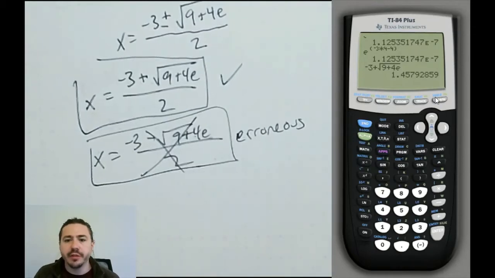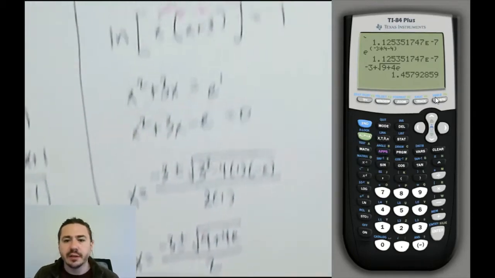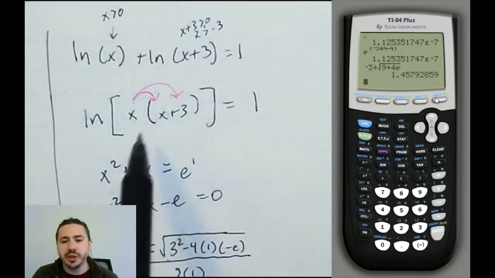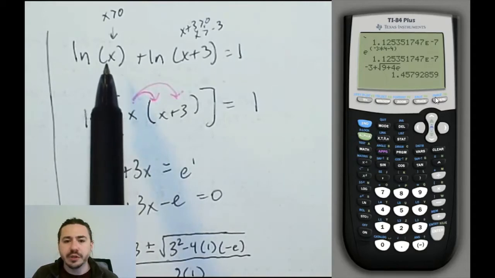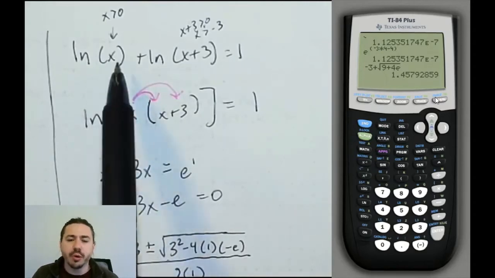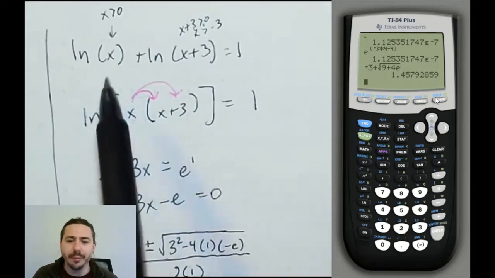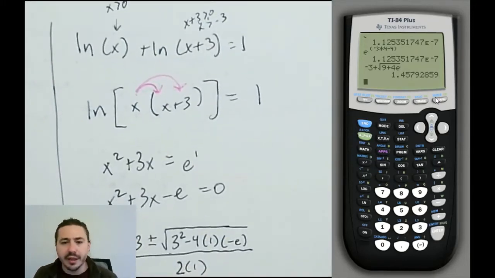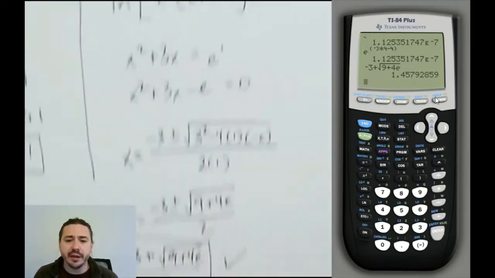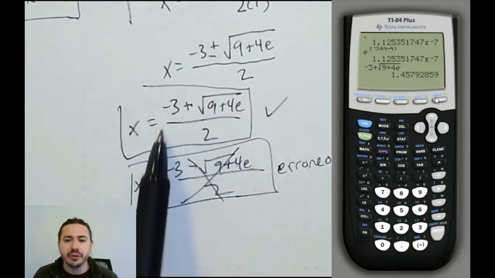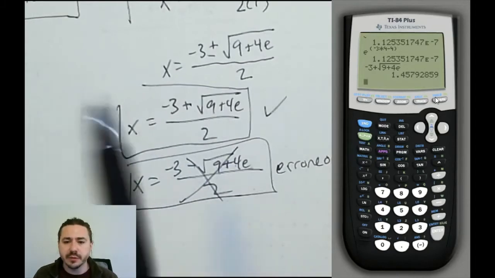Oftentimes with these logarithmic equations, especially when it boils down to a quadratic, you're usually going to throw away one of the solutions. It's not a rule, but that's usually what happens. It's possible it doesn't, so you do need to check. Don't just throw out one and think you're done. You do need to check the other one, make sure it's not outside the domain, but this one's just fine.